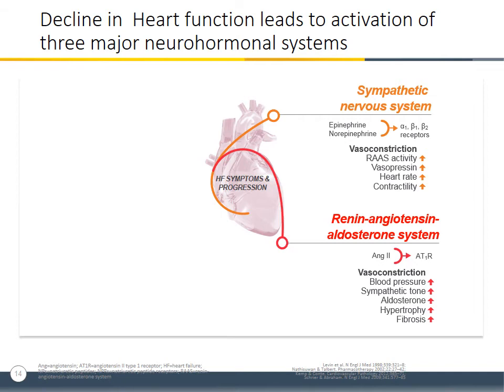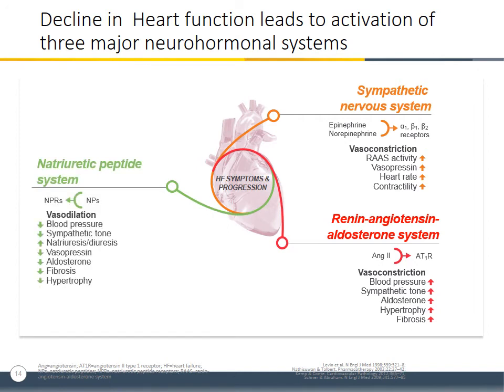This part, where we're talking about the natriuretic peptide system, where vasodilation occurs. Blood pressure is low, sympathetic tone is low, natriuresis and diuresis are a little higher, vasopressin low, aldosterone low, fibrosis low, hypertrophy low.